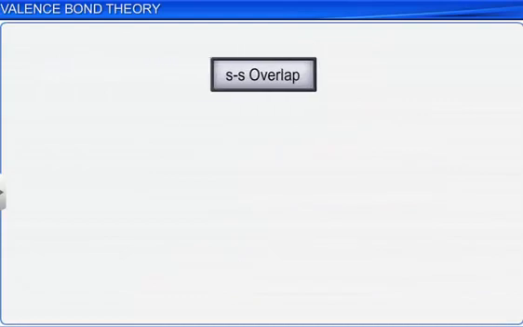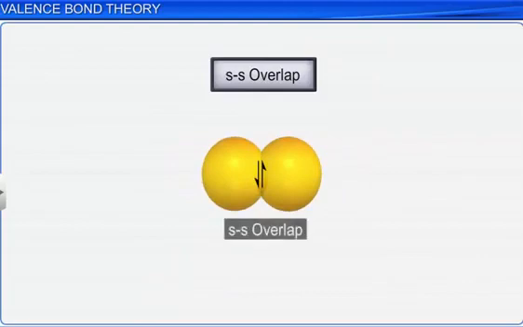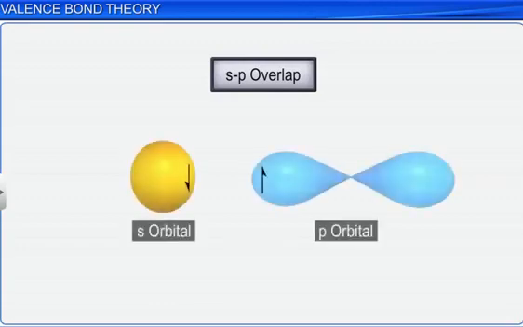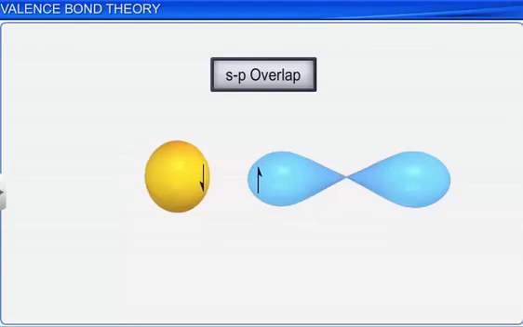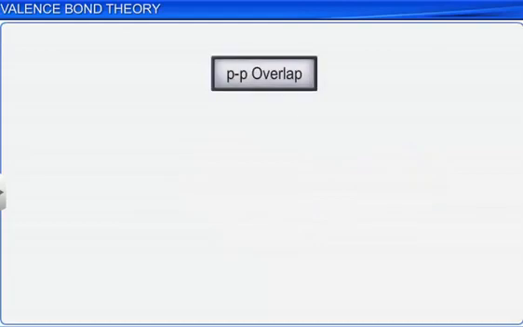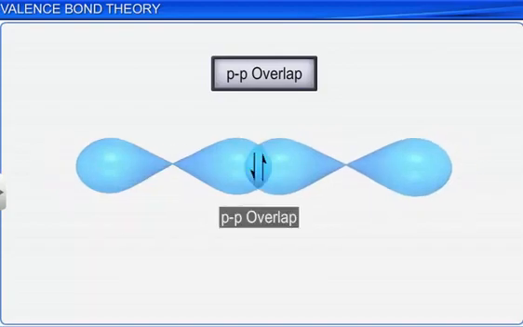s-s overlapping takes place when two half-filled s orbitals overlap along the internuclear axis. s-p overlapping takes place when the half-filled s orbital of one atom overlaps with the half-filled p orbital of another atom along the internuclear axis. p-p overlapping takes place between two half-filled p orbitals of two atoms along the internuclear axis.